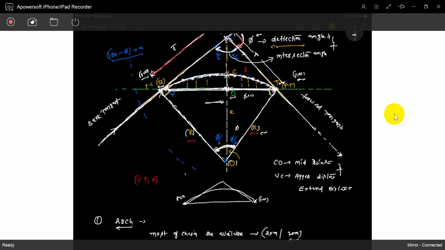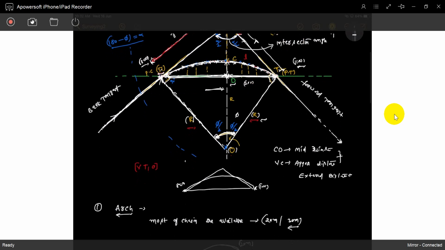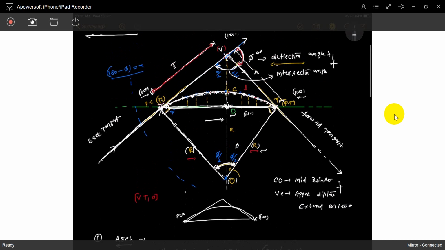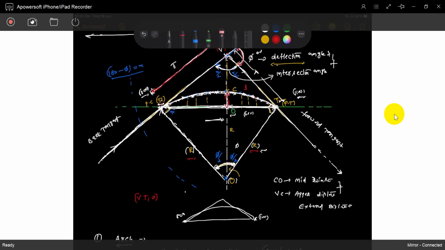Next we will see the mid-ordinate distance. This is the mid-ordinate. So what is that? Mid-ordinate is CD. How can we calculate the mid-ordinate? See, the total length is R. So R minus this length. So what is that length?